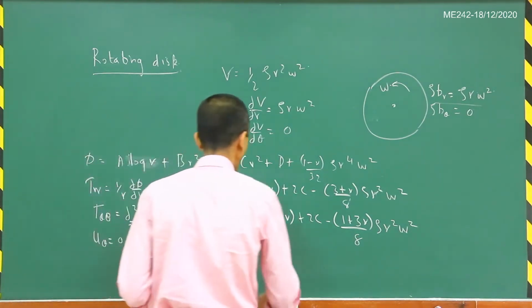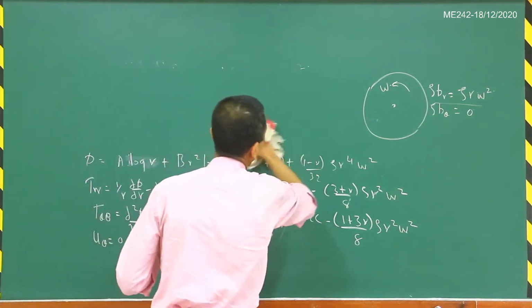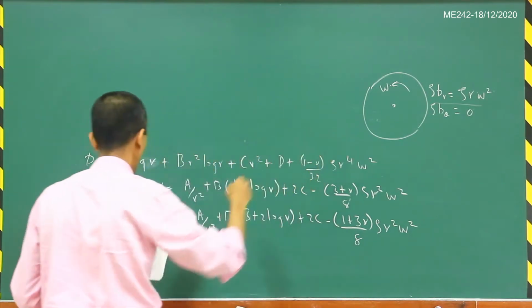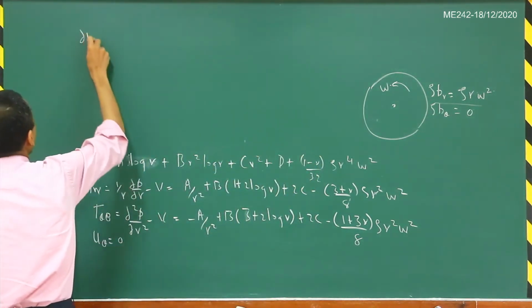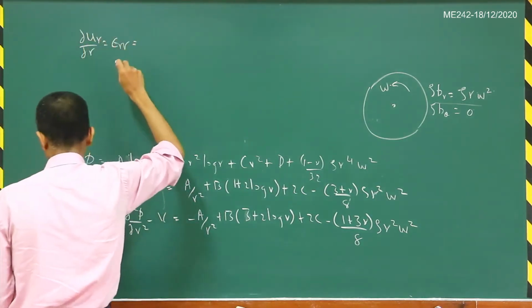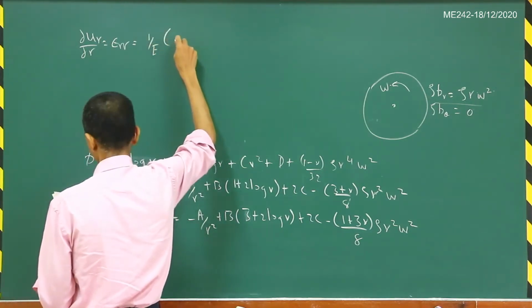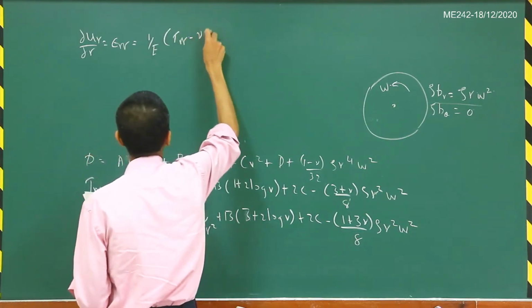So we have to first find out the entire solution, and then find out what the constants are corresponding to this particular problem. Del u_r by del r is equal to epsilon_r. That is equal to 1 by E times (tau_rr minus mu times tau theta theta).